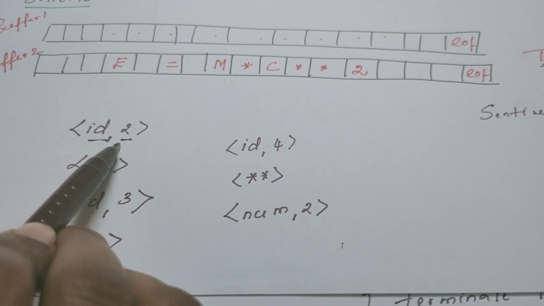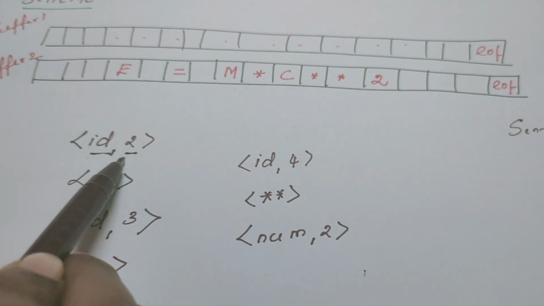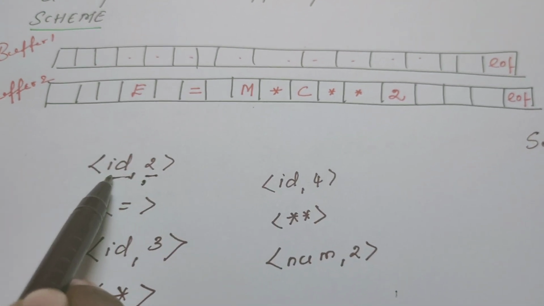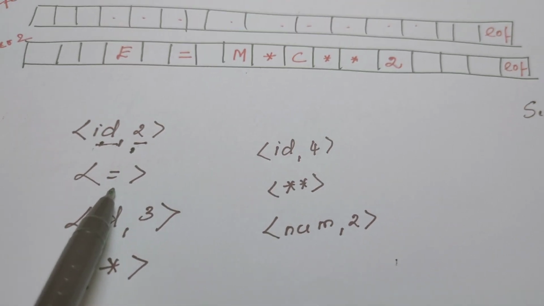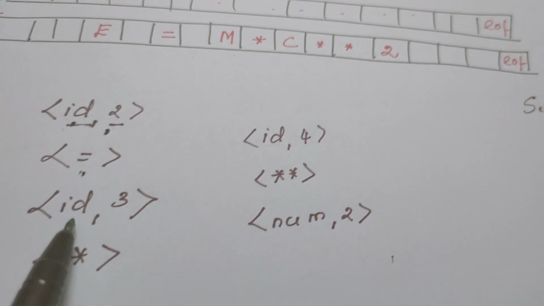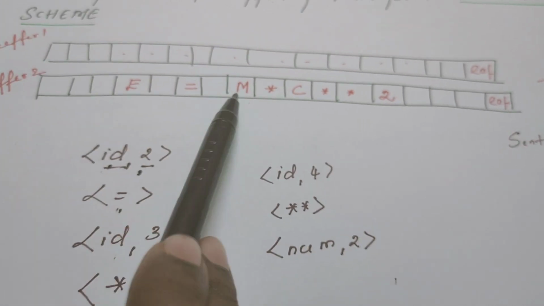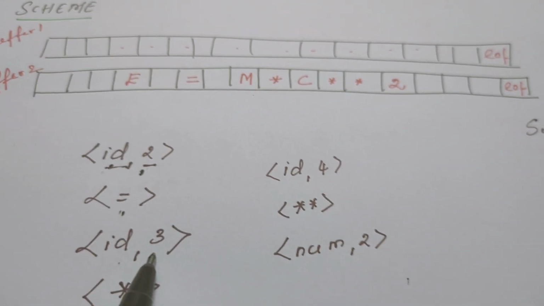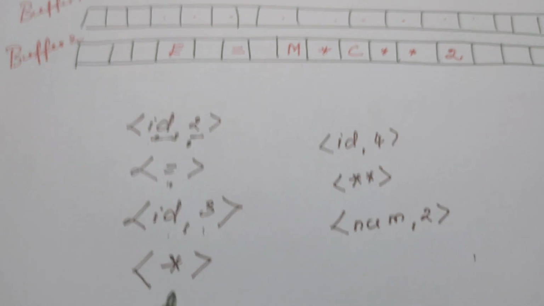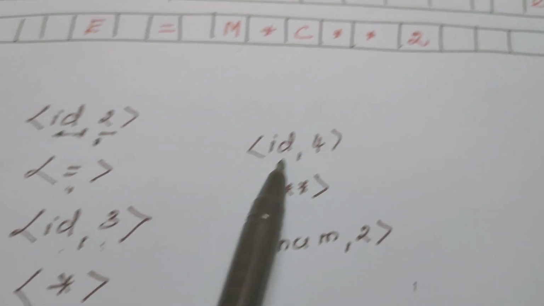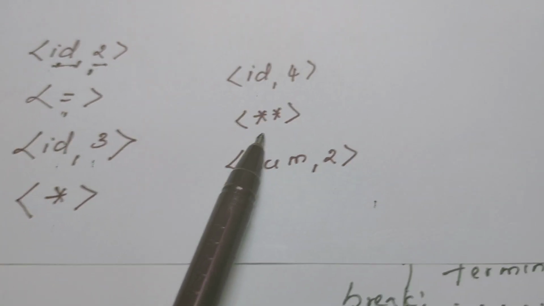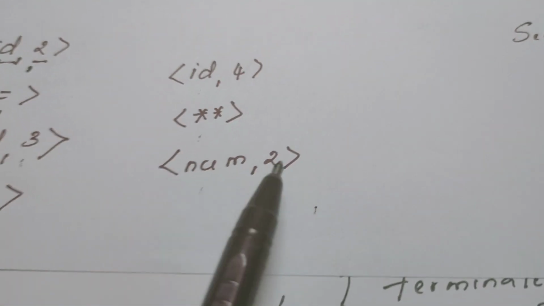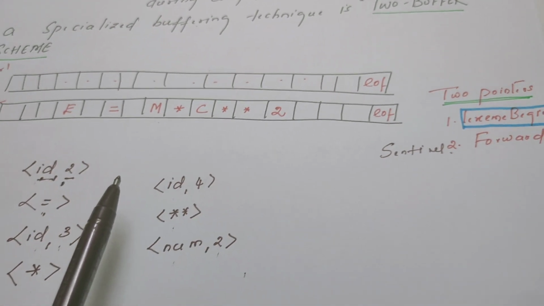What is the purpose of this attribute? This attribute may tell the position in the symbol table where the information about this identifier is available. The next token is an operator, the assignment operator. The next token is an identifier, which is for M, and its entry value is given as 3 in the symbol table. Star is an operator. Next is an identifier which is created for C. Then this is the exponent operator, and we have a number whose value is 2. These are the stream of tokens generated by the lexical analyzer.